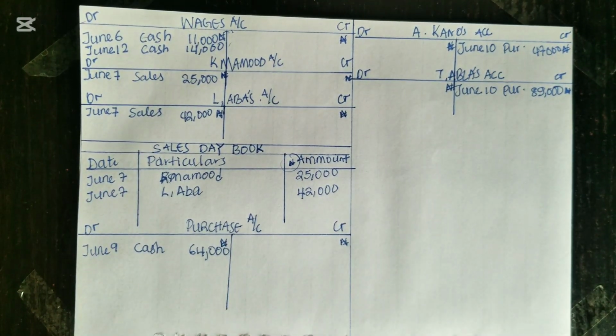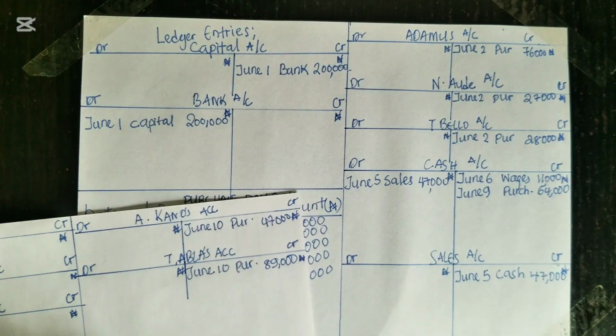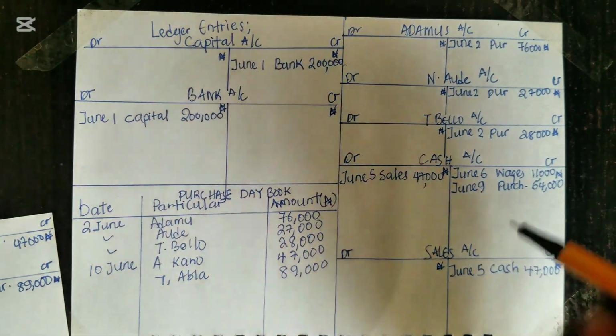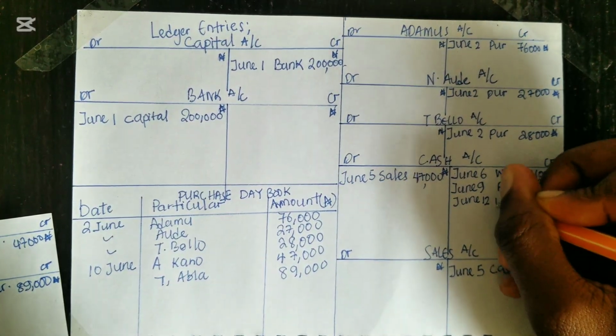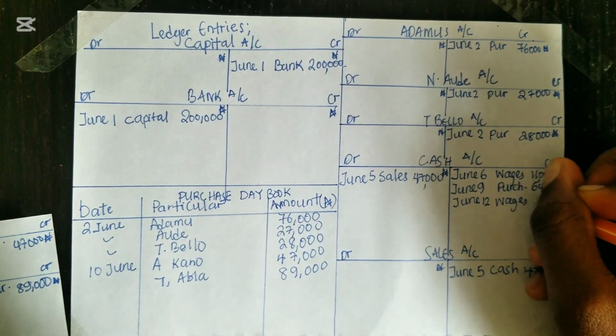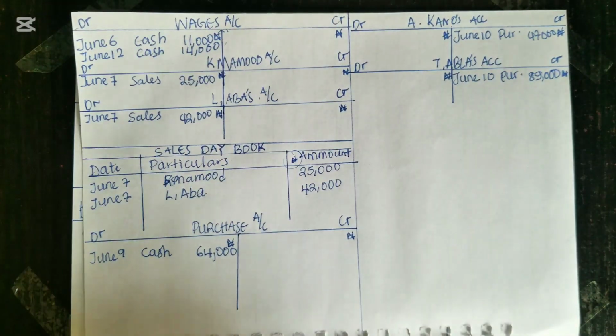But we have to record it in cash. Because here is debited, our cash should be credited. So we have June 12, we have wages, and we have 14,000 naira. So we have done this.